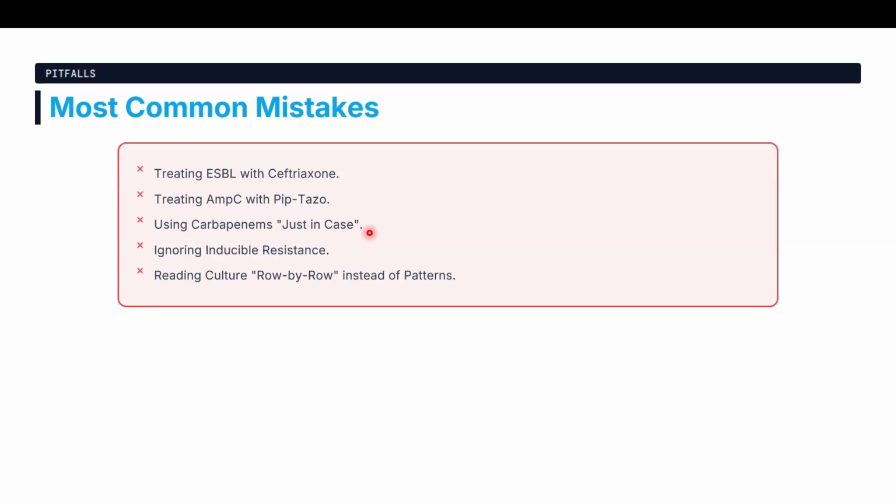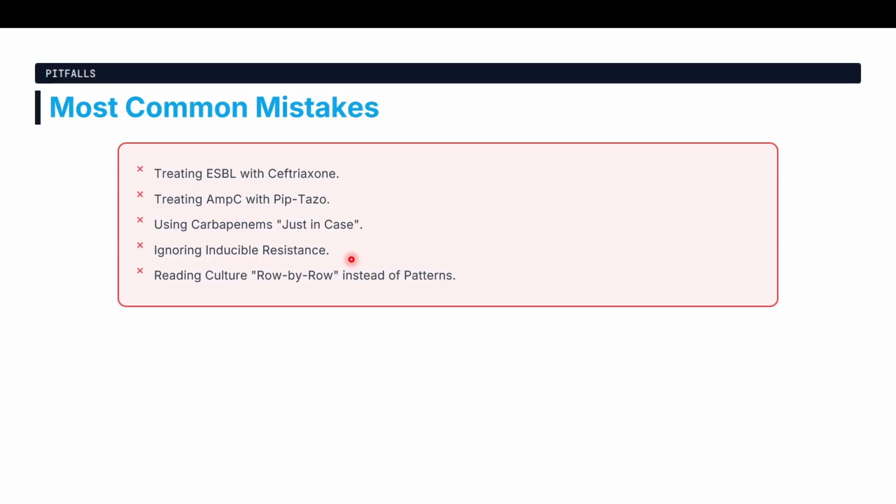The lower the antibiotic, the better the outcome. The carbapenems are broadest, but not always the best for that organism. Ignoring inducible resistance such as AmpC should also not be done. Reading the culture row by row is a very important thing that we should not do. Instead, you should read by the patterns.